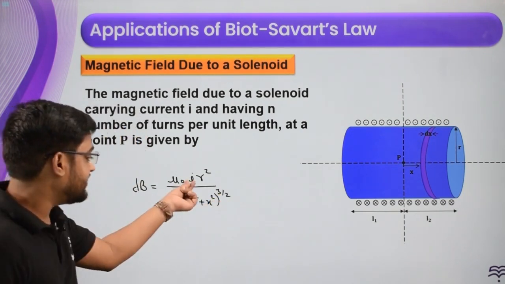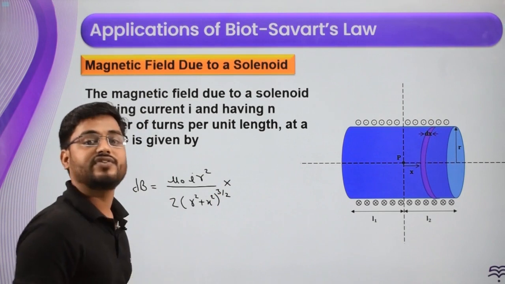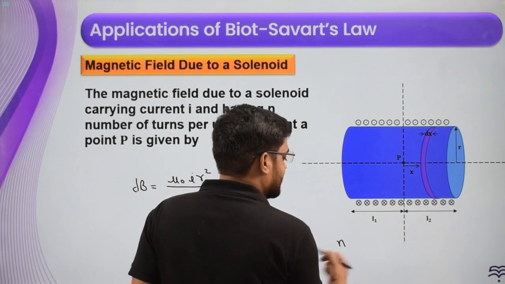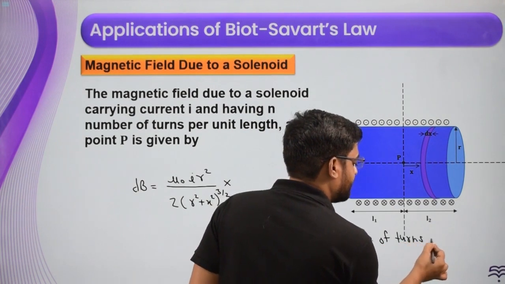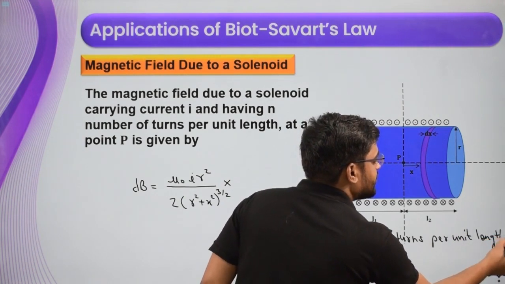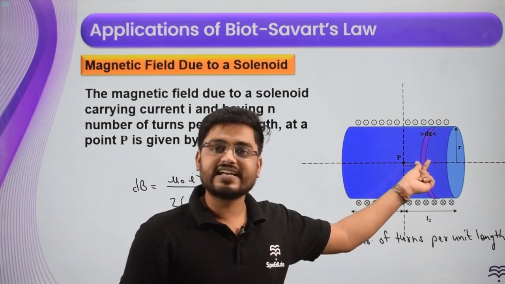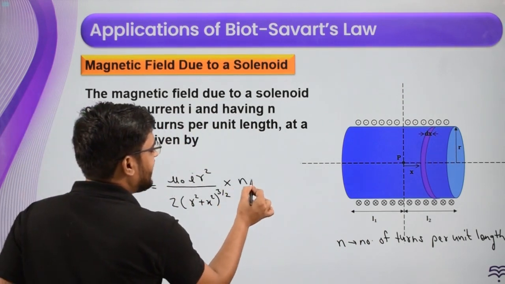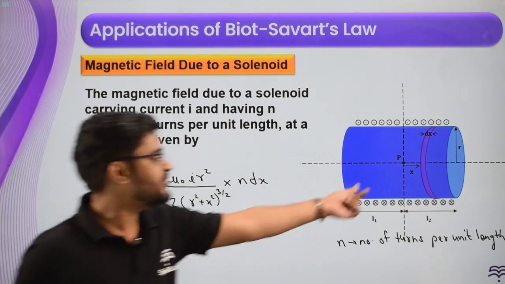Now what is the current? This is the current I only. If there are n turns, then we have to multiply by the number of turns. So let us define a parameter small n, the number of turns per unit length. How many turns will be there in dx length? It is the number of turns per unit length times the required length, that is n dx. So this is my small magnetic field produced due to this dx.